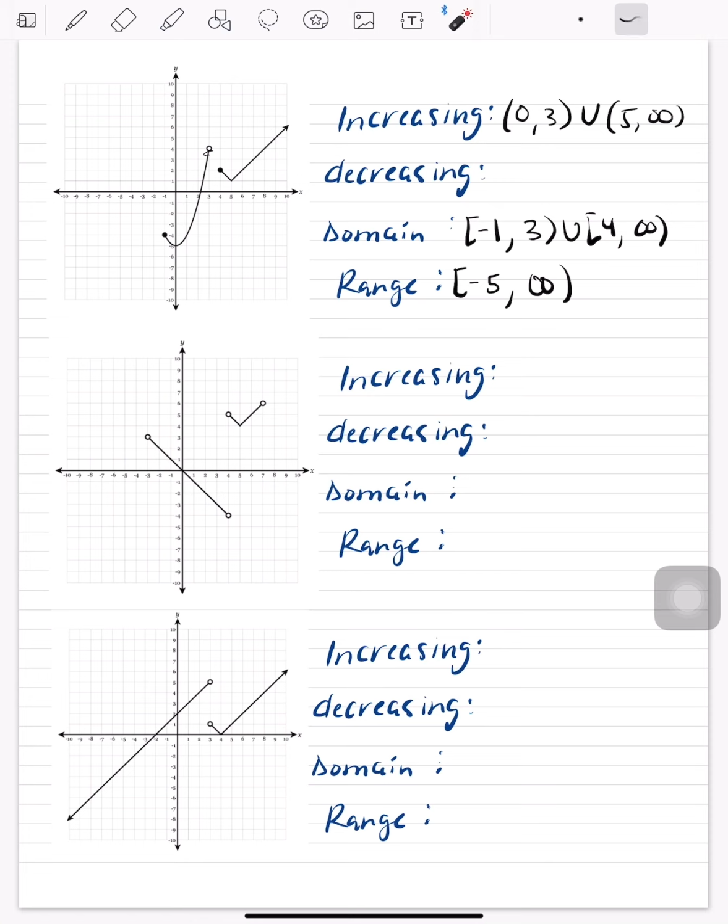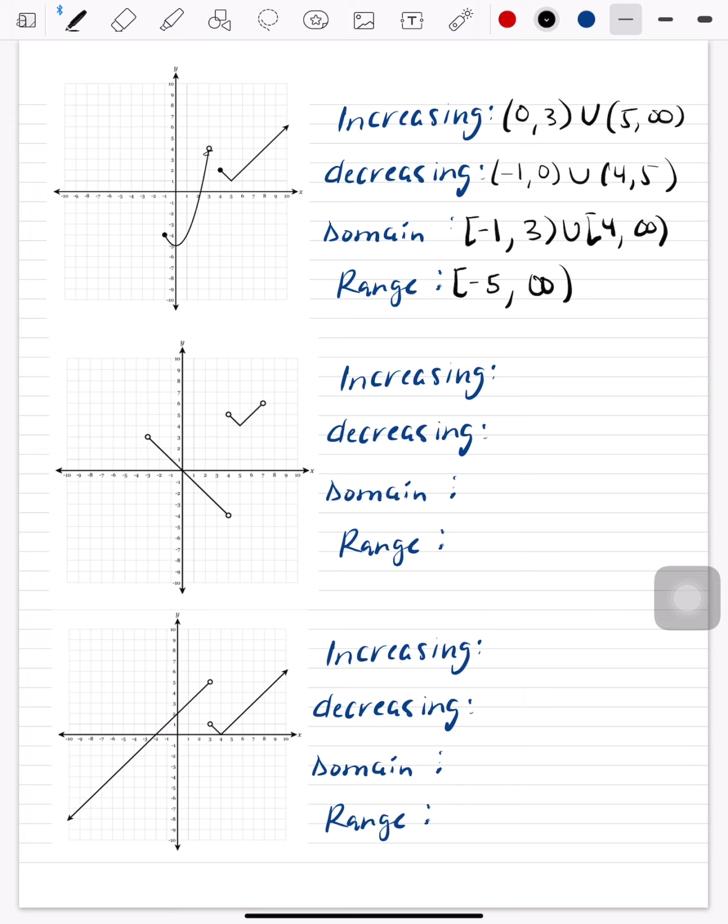Now, the decreasing: it's decreasing from this -1 value right here all the way up to this 0, 1 right here, so this little part right here. That's from -1 to 0. It's decreasing. Union, because that's not the only place. If you look at it, it's decreasing from this x value right here, from 4 to 5. And that's it. That's all you do.